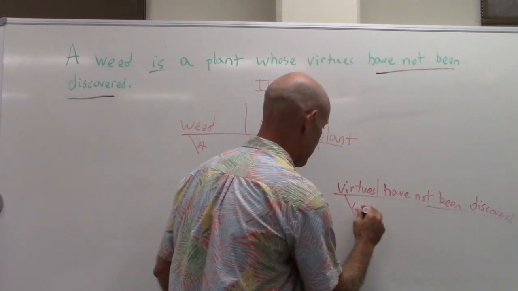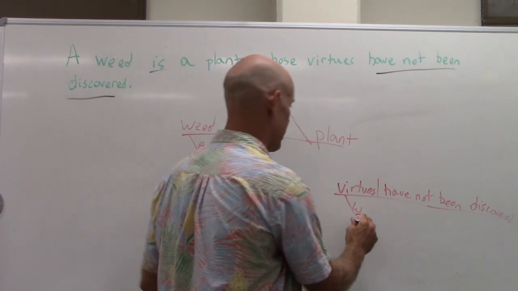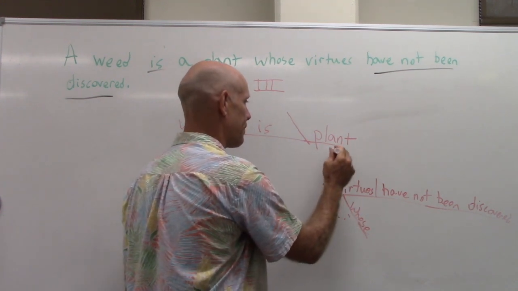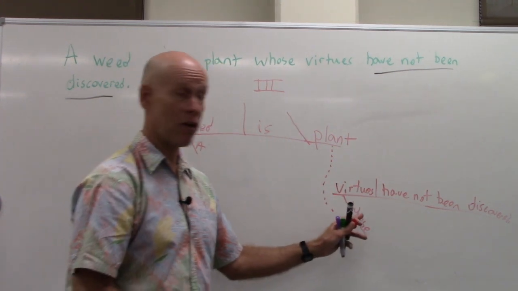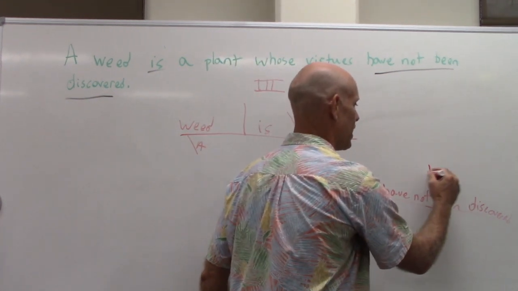Okay, and we have this is your relative pronoun here, and it's possessive to virtues. This is equal to the plant. That's how your diagram works here. And of course we have a pattern 7. Looks like a 6 here.